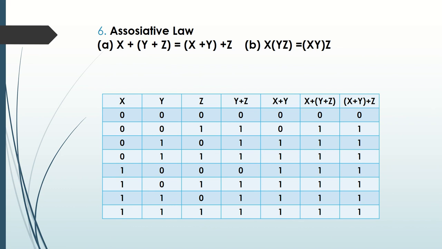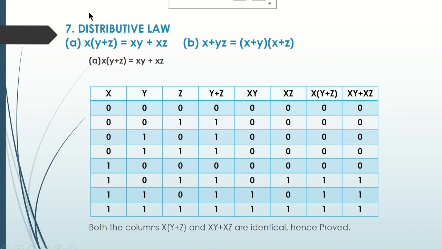So the next law is the distributive law. The distributive law states that x of y plus z is equal to xy plus xz. We will be using it very repeatedly, because it has one important characteristic, which I'll tell you. So x of y plus z is equal to xy plus xz.